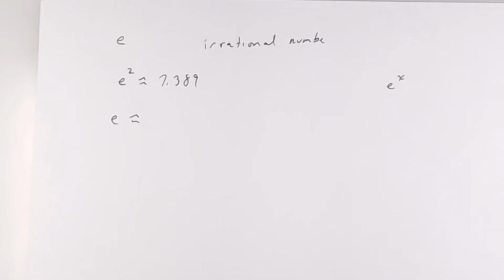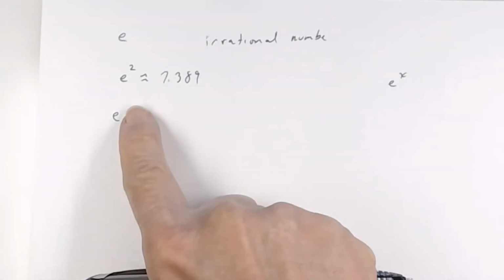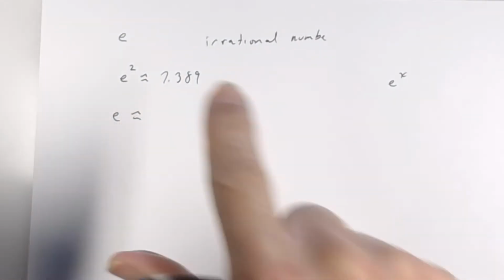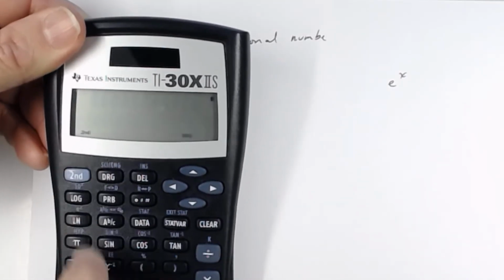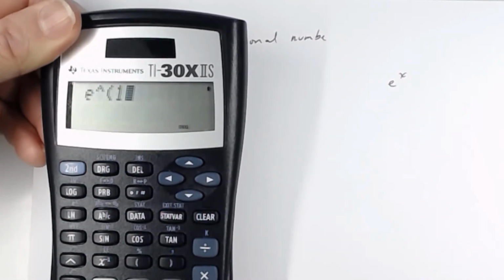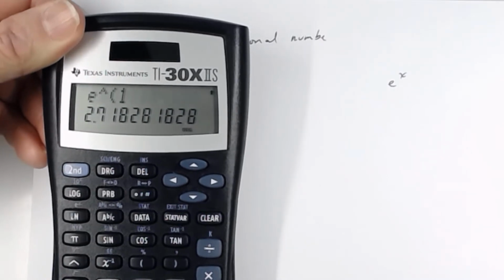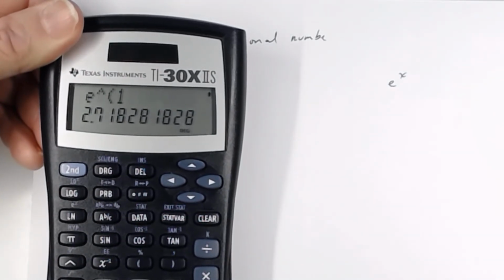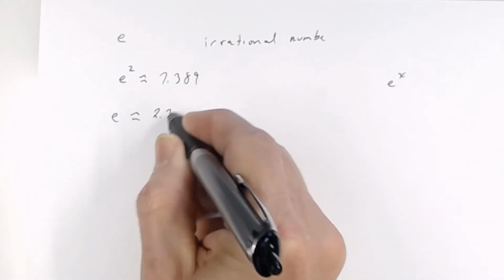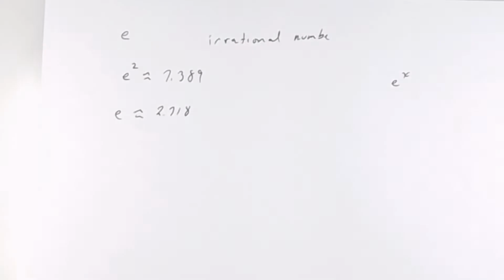If I want to find out what e is approximately equal to, what's that exponent right here? 1. So I'm going to say second. Oops, let me clear this. I'm going to say second e to the x. I'm going to press 1, press equal. To 3 decimal places, what is e approximately equal to? 2.718. That's what e is approximately equal to.